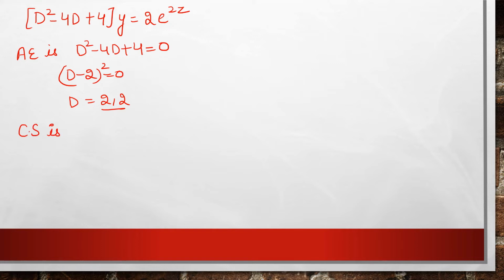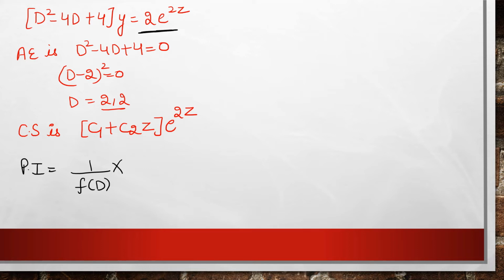The complementary solution is (C1 plus C2 z) e power 2z. Now see, keep this in mind: this time your independent variable is not x, your independent variable is z. This is our complementary solution. Now come to the particular integral. The particular integral will be equal to 1 over f of D times capital X. This is our capital X, and this is our f of D.